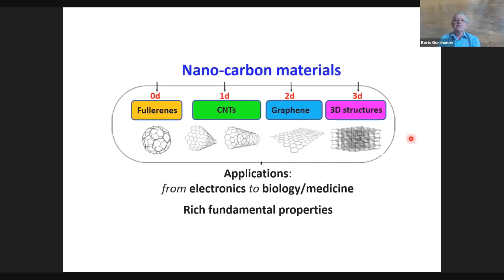So I start my review with the nanocarbon materials that can be zero-dimensional, like fullerenes, or one-dimensional, like CNTs, carbon nanotubes, two-dimensional graphene, or they can also be three-dimensional nanostructures. There is no need to say that these materials find lots of applications that range from electronics to biology and medicine, and they also reveal rich fundamental properties that are very actively studied.